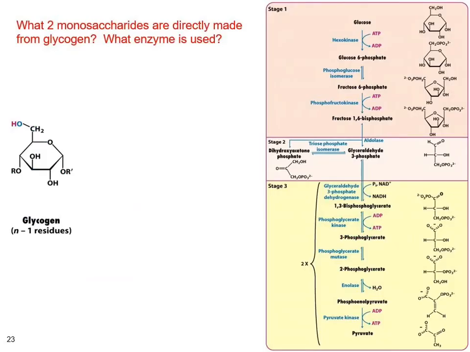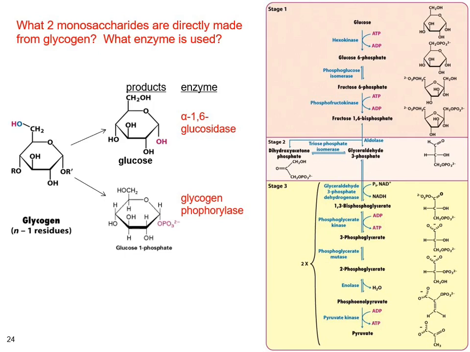So just to summarize a little bit here with a question, what 2 monosaccharides are directly made from glycogen, and what enzyme is used? So pause the video, take a moment and think about those, and then come on back and we'll chat about them. So what 2 monosaccharides are directly made from glycogen? Well, we make 2. We make glucose and we make glucose 1-phosphate. Right, these are our 2 choices.